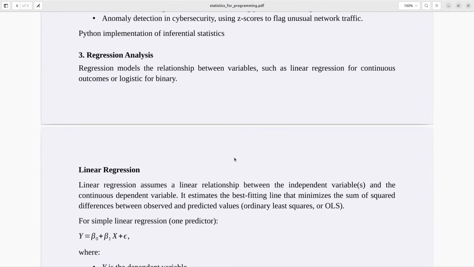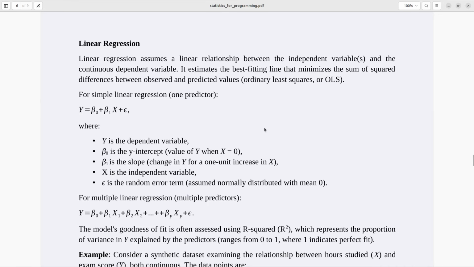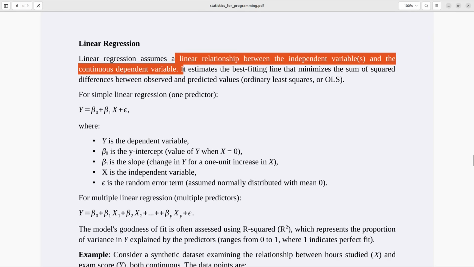Now let's talk about number 3, which is called regression analysis. The regression models would help us get the relationship between the variables, such as linear regression for continuous outcomes or logistic regression for binary variables, okay. So let's talk about linear regression first. A linear regression would try to assume a linear relationship between the independent variables and the continuous dependent variable.